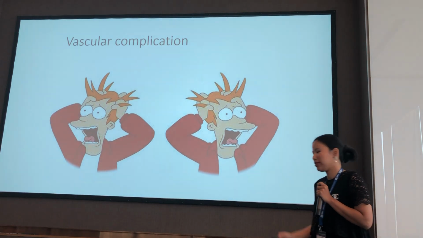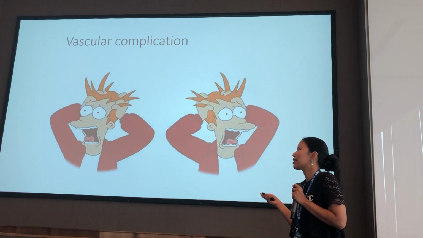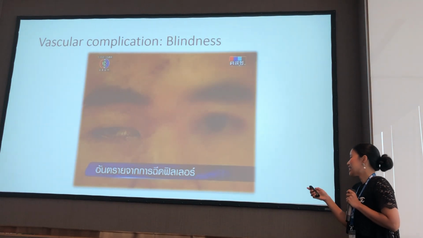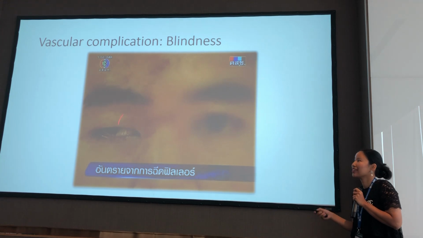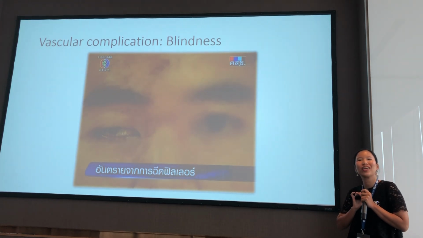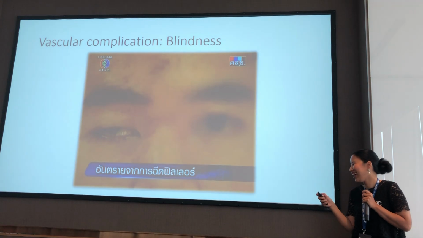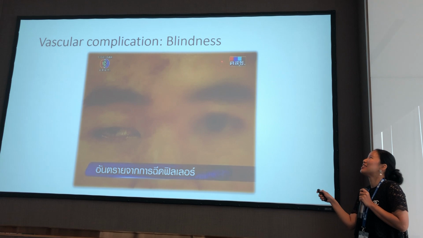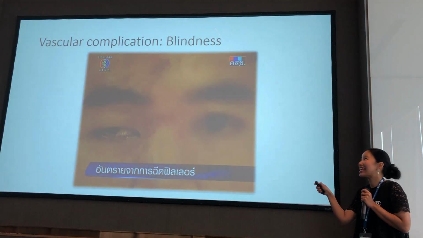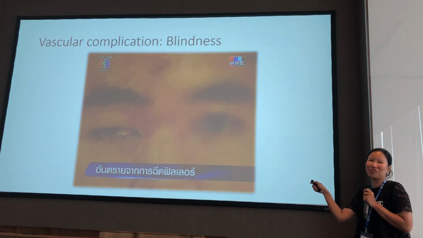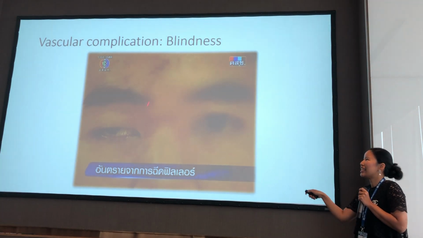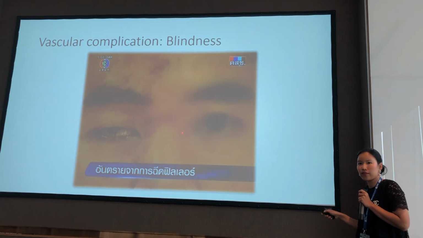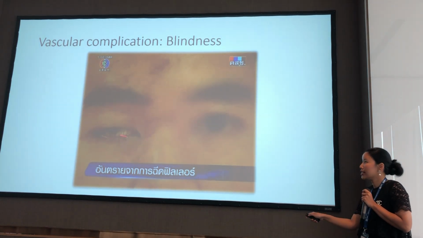And next, vascular complication. They're a really key player for these things. This is from the TV in my country a few years ago. You see this symbol? This symbol in my country is the symbol that the military was taking control of my country at that time, a few years ago. This one is from the TV channel. It caused blindness from filler injection. You can see the defect.